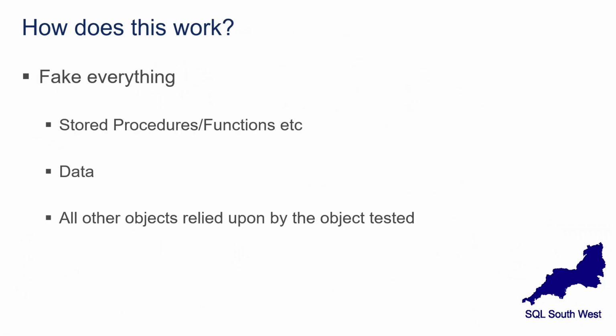So how does T-SQL-T work? It works by faking everything. You create your stored procedures and your functions, and then you fake the data that's going in there. If a stored procedure relies on a function, you fake that function so that you know what's coming back. Everything that you need to rely on, you have to actually hard code in there to fake what's coming back. So your results are as expected.